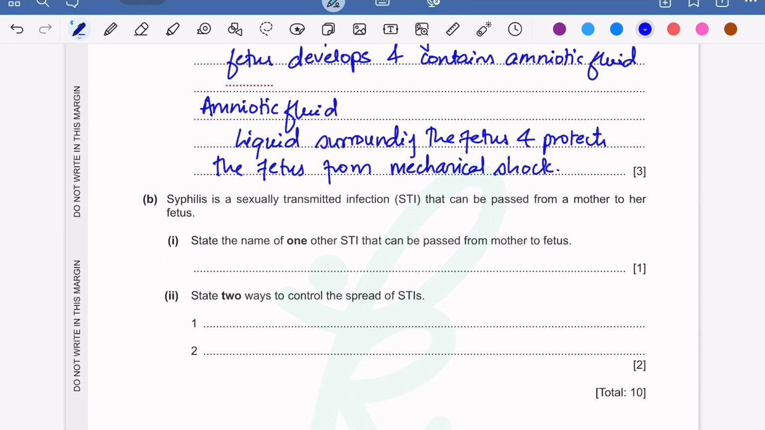Next question. Syphilis is a sexually transmitted infection that can be passed on from a mother to a fetus. State the name of another STI that can be passed on from the mother to the fetus. So in this I can say HIV, which is human immunodeficiency virus.